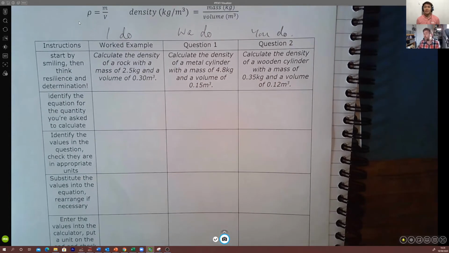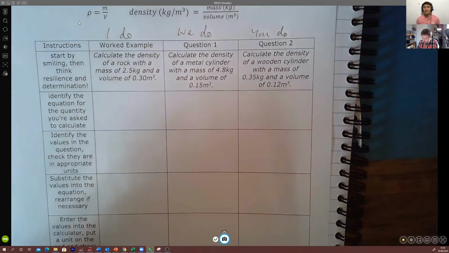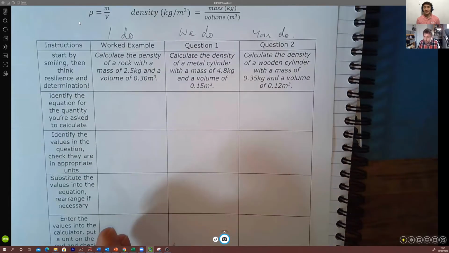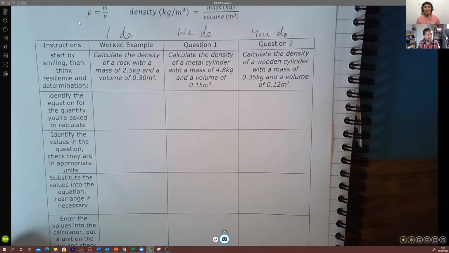The gradual release model. Kelly has said this is called a gradual release model. So I'm keeping the method for myself and I'm gradually releasing it to the class. That's great. Thank you very much.